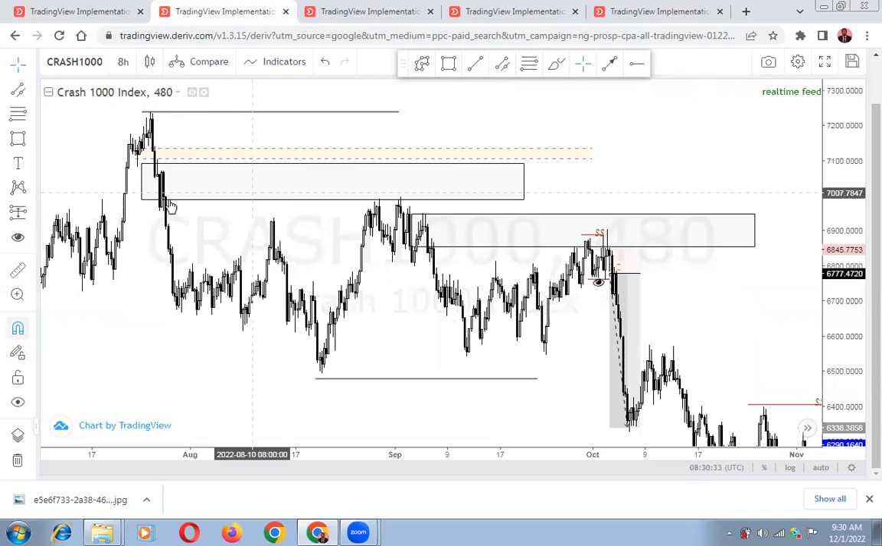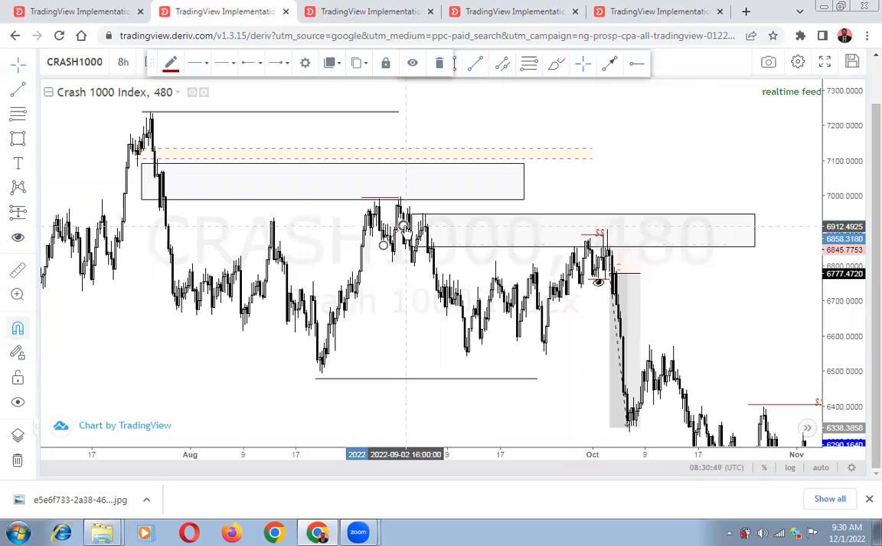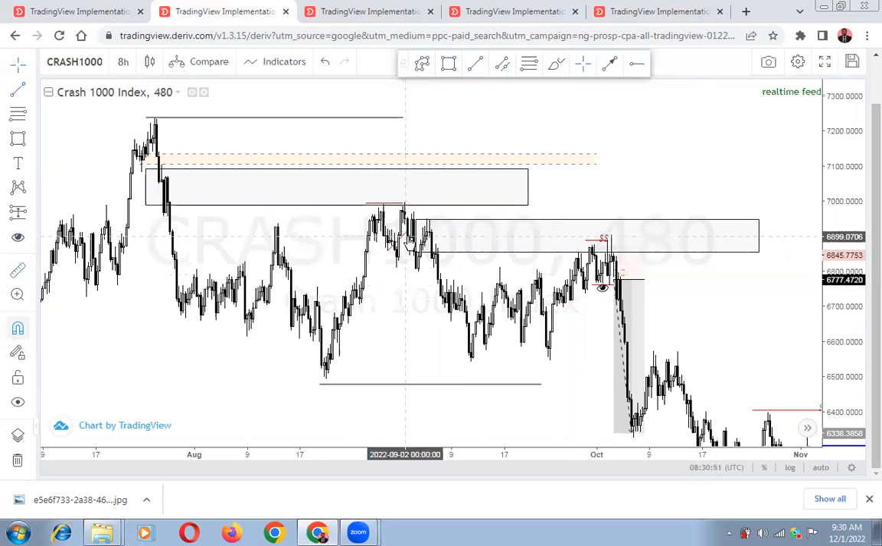Price came into this candle, created liquidity, tons of liquidity. If you check, it cleared the liquidity around this region. There was a liquidity sweep in that place. You can see it. Price came and broke structure at this point.